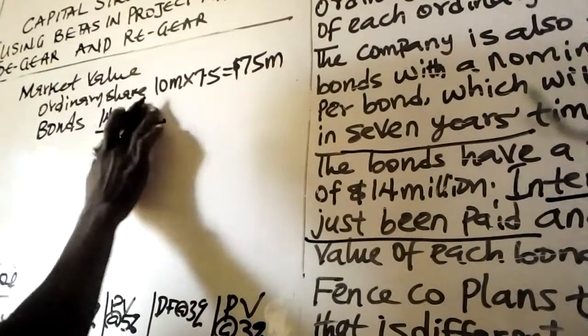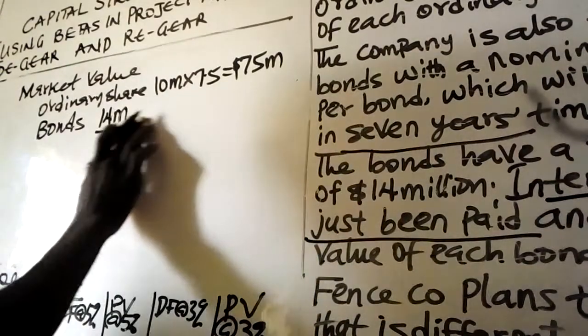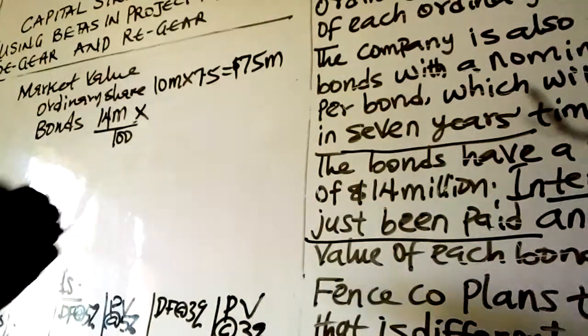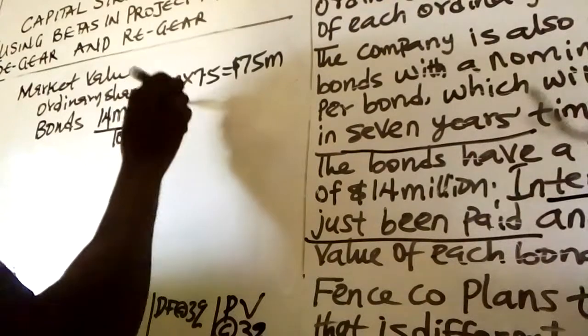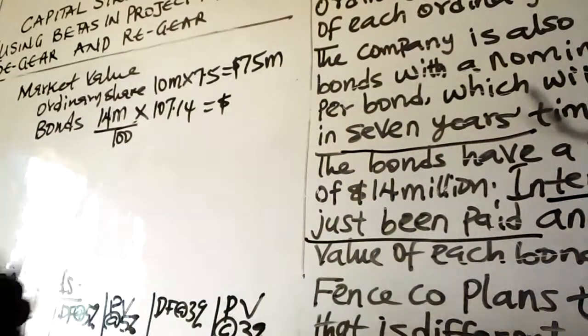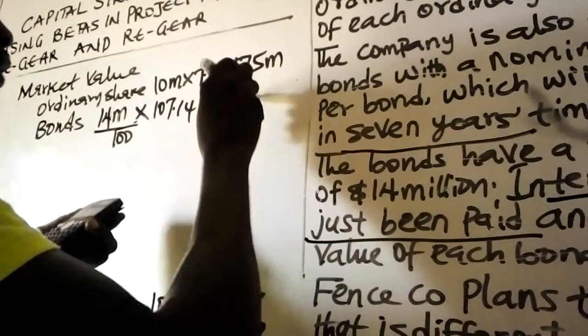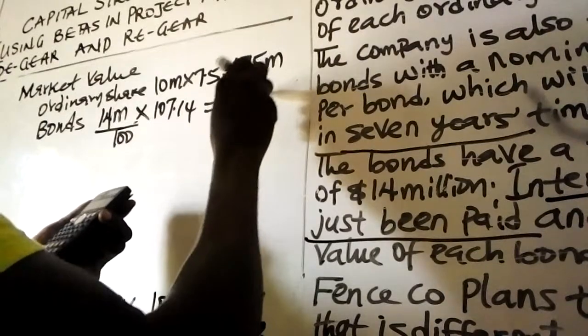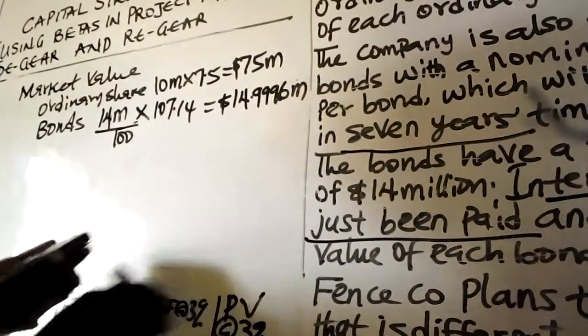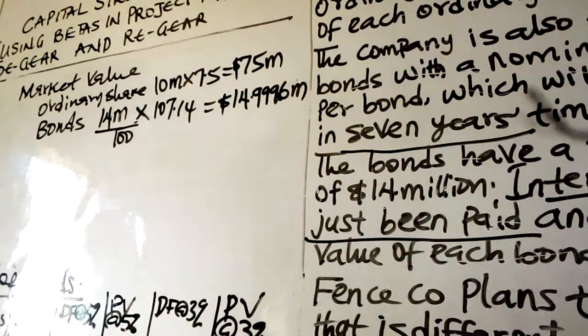14 million divided by 100 times the market value per bond, which is 107.14. And this will give you the market value of the bonds. So 14 million divided by 100 times 107.14. So the market value of the bonds is 14.9996 million.